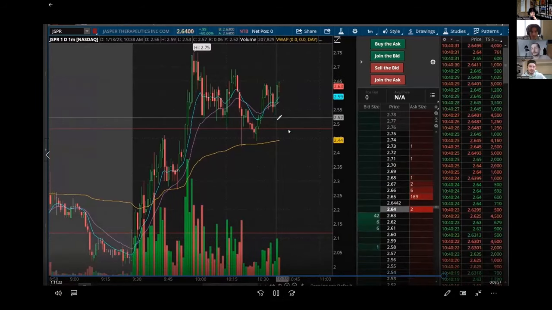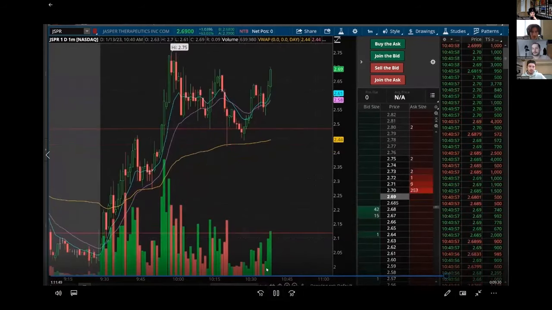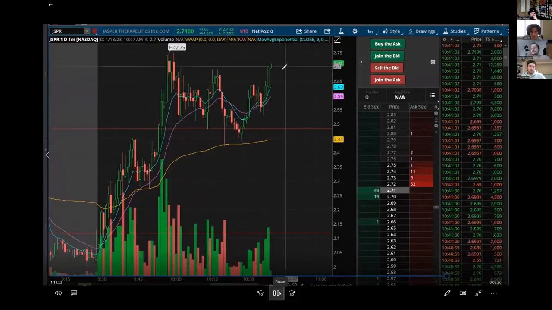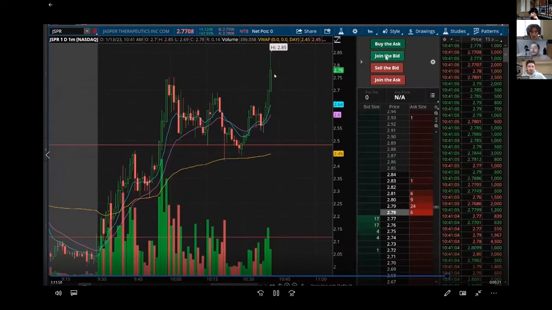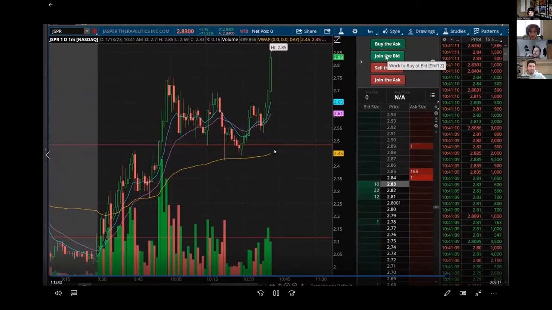Immediately, I'm eyeing it, but it goes so fast I don't even get a chance to enter. It's already at the highs there. Jesus Christ. And if you're adding up there at 280, you can get screwed right here, if you're trying to take a breakout trade on that.